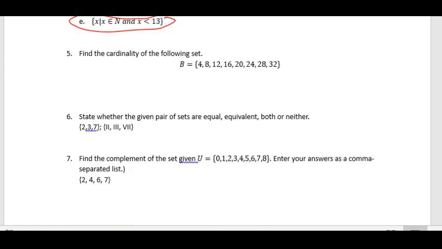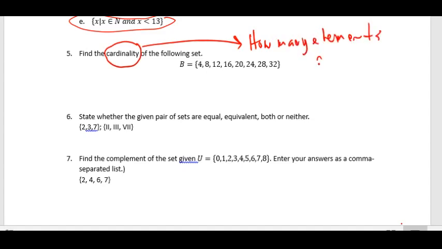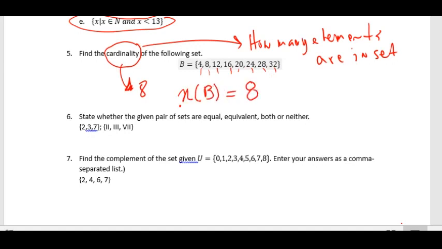Find the cardinality of the following set. So cardinality means how many elements are in the set. Okay, so we need to count how many elements are in this set. So we have 1, 2, 3, 4, 5, 6, 7, 8. So the cardinality is 8. Now sometimes they want us to write our answer as follows, so lowercase n. So this just means cardinality.